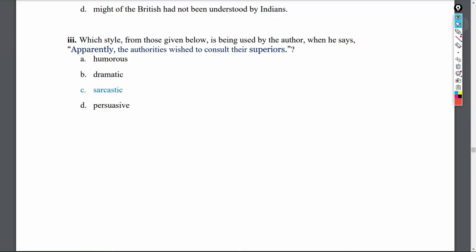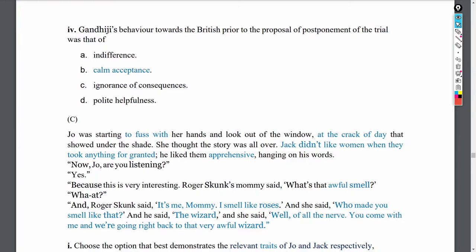Tabhi aage badhte hain. Gandhiji's behavior towards the British prior to the proposal of the postponement of the trial was that of, tabhi idhar dekhte hain, Gandhiji's behavior towards the British prior to the proposal of the postponement of the trial was, इसमें क्या मतलब था, गांधी जी का जो जनरल बिहेवियर था वो कैसे था जस्ट बिफोर द ट्रायल अगेंस्ट महात्मा गांधी वाज टू बी पोस्टपोन्ड। उसके पहले क्या था, वो एग्रेसिव था क्या? नहीं ना, बिल्कुल नहीं। वो सोचते यार जो भी हो रहा है वो होने दो, कोई दिक्कत नहीं है, है ना?